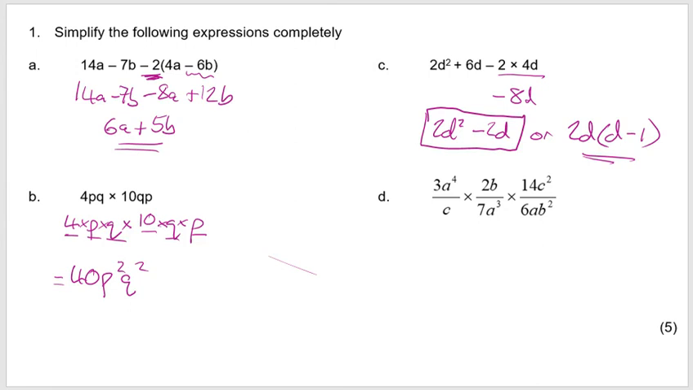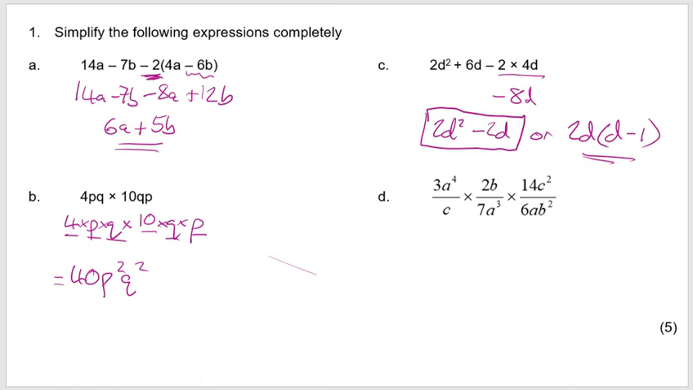Okay, with D, we're multiplying through three fractions. When we're multiplying fractions, everything gets multiplied on the top, everything gets multiplied on the bottom. And there's a few different methods that we can use here. What might be the simplest approach rather than the most efficient approach would be to bring the fractions together first and then simplify afterwards. So on the top, we've got 3 lots of a to the 4 times 2 lots of b times 14 lots of c squared.